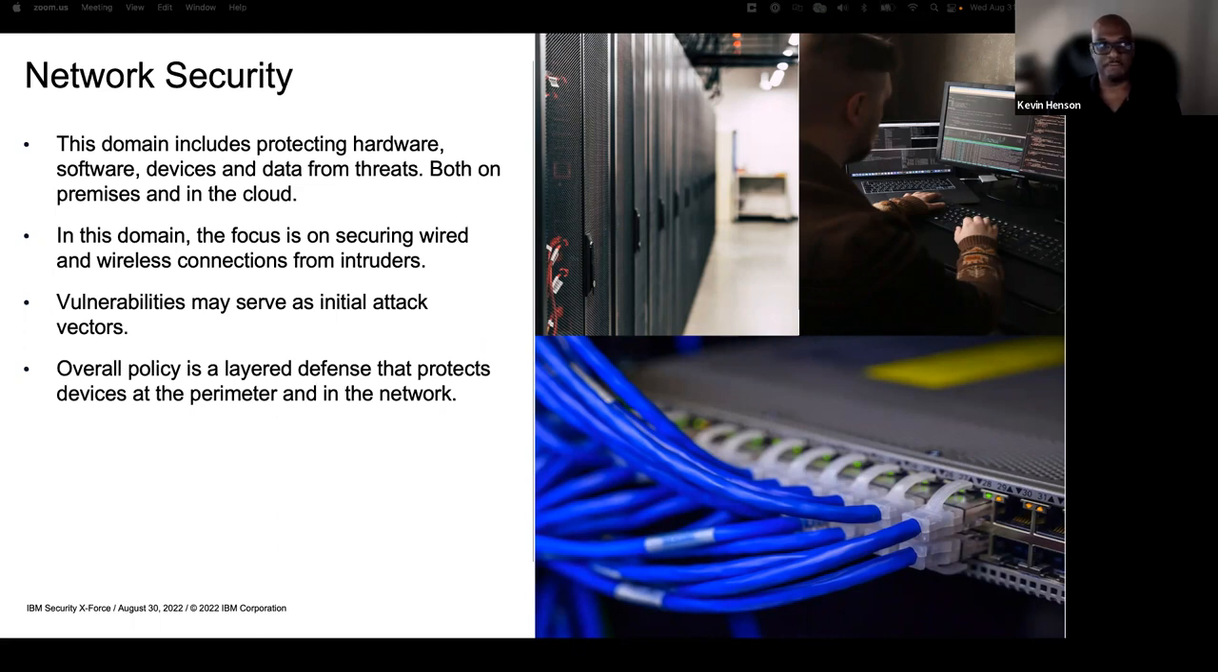to malware. And so the overall policy when it comes to network security is a layered defense policy, one that protects devices within the network, meaning it protects your own computer, and it also protects devices at the perimeter, like the network devices, like routers, switches, and things of that nature.